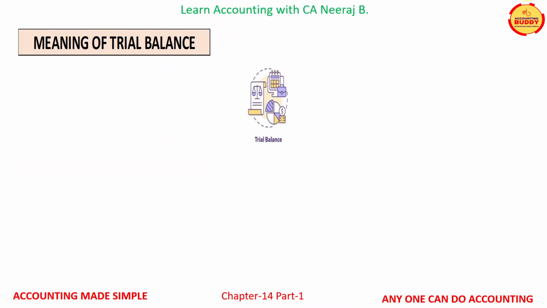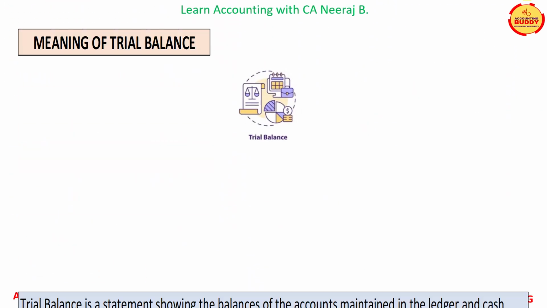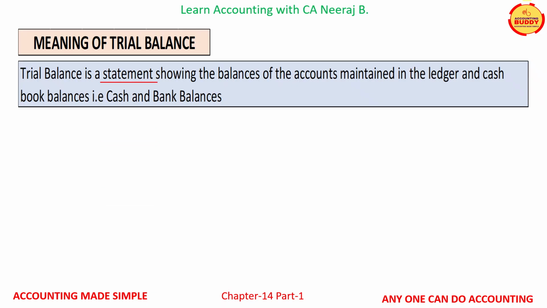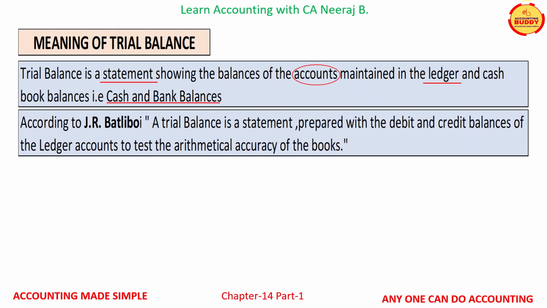Let us first understand the meaning of the word trial balance. Trial balance is a statement showing the balances of the accounts maintained in the ledger and the cash book balances, that is the cash and the bank balances. In the words of J.R. Batliboi, a trial balance is a statement prepared with the debit and the credit balances of the ledger accounts to test the arithmetical accuracy of the books.